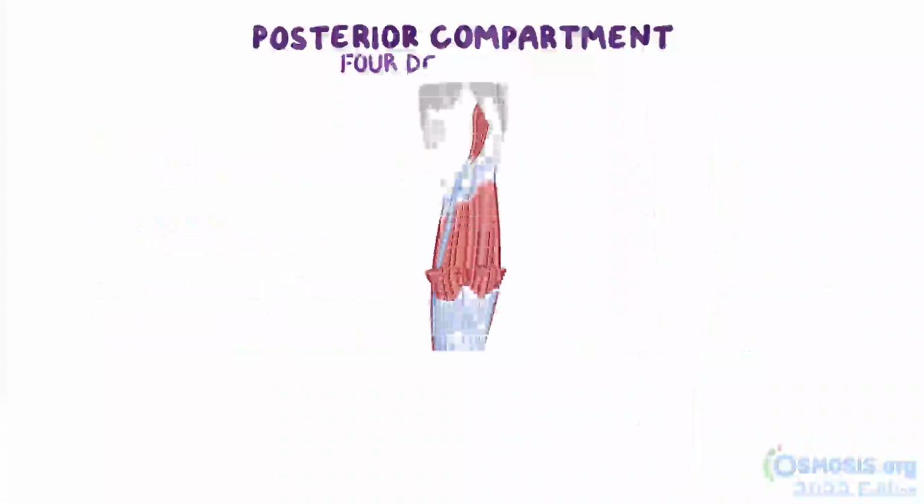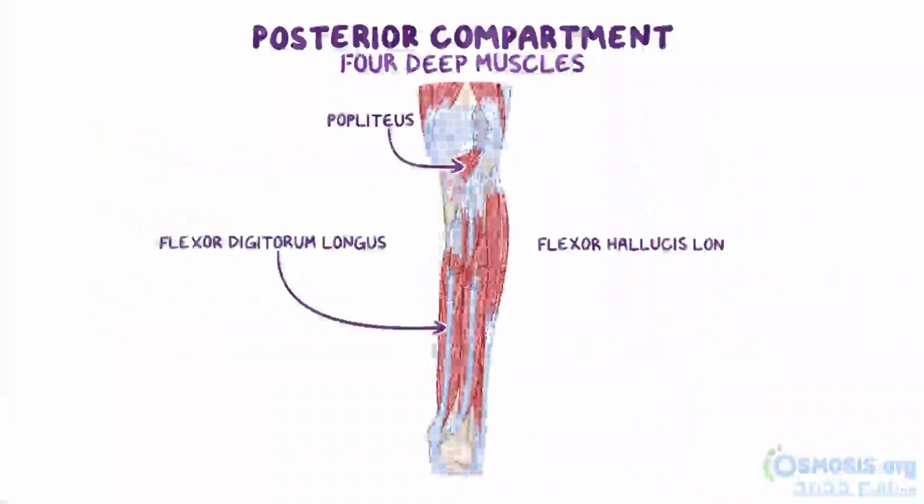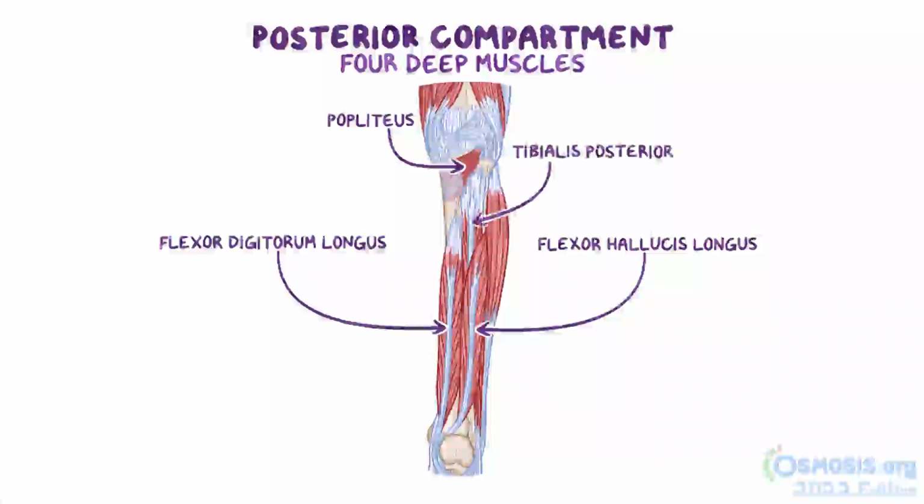And now for the four deep muscles of the posterior compartment, namely the popliteus, flexor digitorum longus, flexor hallucis longus, and tibialis posterior.